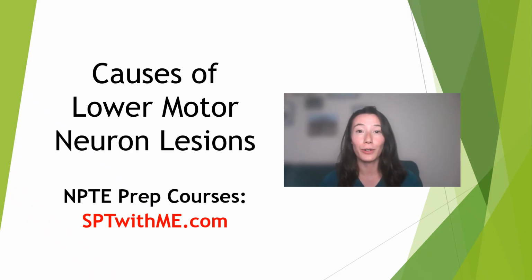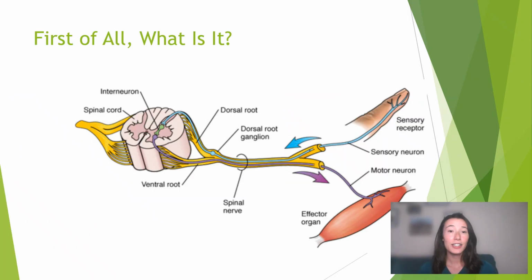Now for what you're actually here for, let's talk about the causes of lower motor neuron lesions. Let's do a general overview and then go specific. This is an image you've probably seen before. You have the spinal cord, nerves go into it, nerves come out of it, and then there's communication to and from the muscle. We will zoom into this in a little bit so you can see the anatomy, but the purple line is a lower motor neuron.